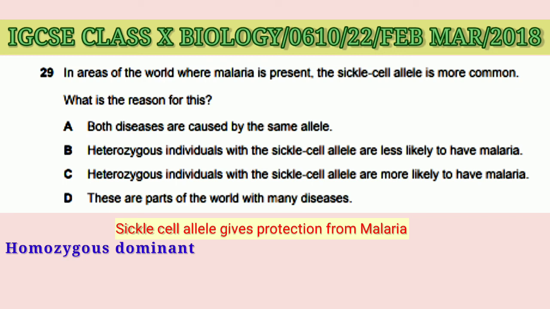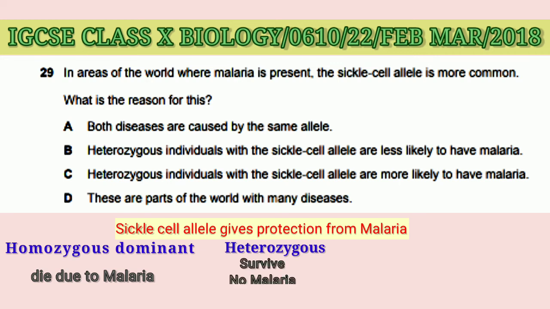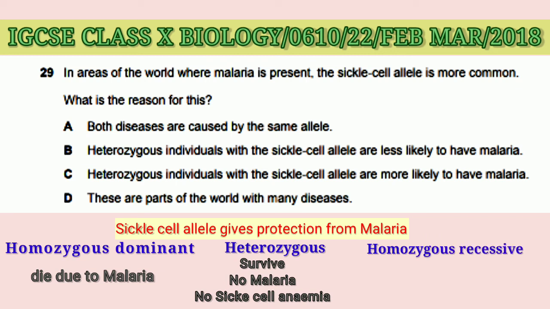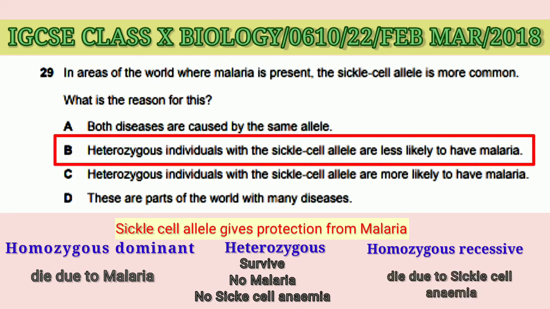But in the absence of sickle cell allele, there is no protection from malaria and person may die due to malaria. Second possibility is person can be heterozygous. That is one dominant allele to protect from sickle cell anemia and one sickle cell allele to protect from malaria. Third possibility is homozygous recessive. Person has both recessive genes, so may suffer from sickle cell anemia and may die due to it. So answer to our question is option B. Heterozygous individuals with sickle cell allele are less likely to have malaria.